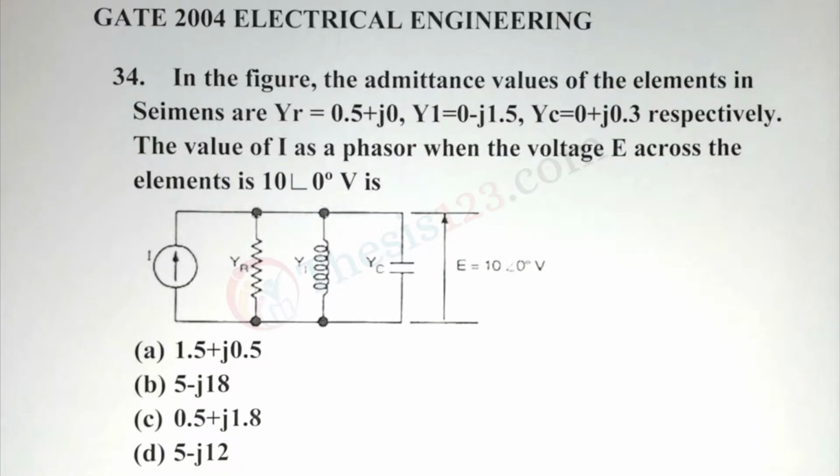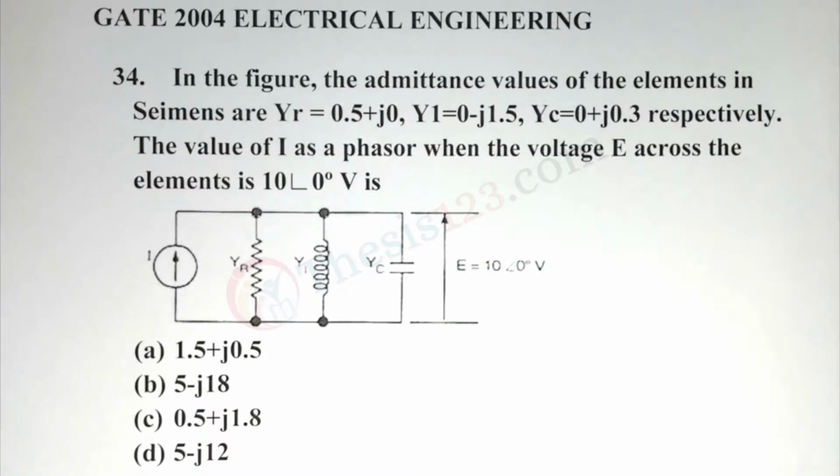Here's the next question, number 34. In the figure, the admittance values of the elements in Siemens are YR, which is 0.5 plus J0, YL is 0 minus J1.5, YC is 0 plus J0.3 respectively. The value of I as a phasor when the voltage E across the elements is 10 angle 0 volts is.